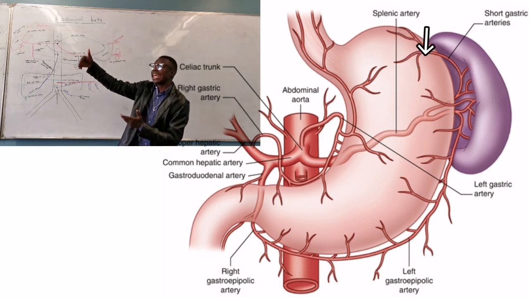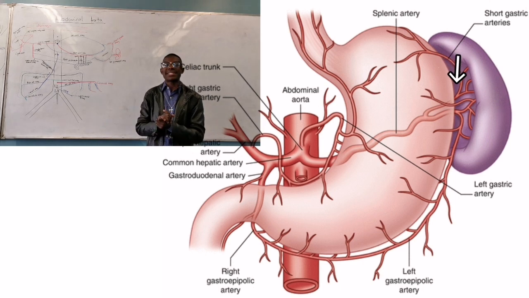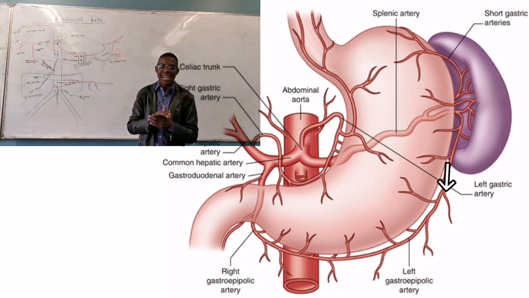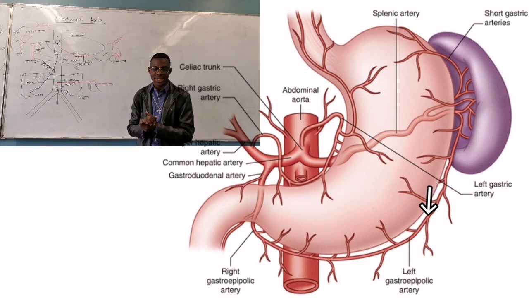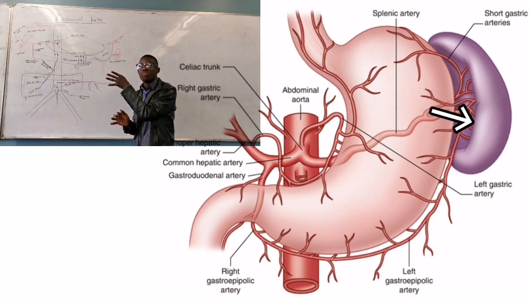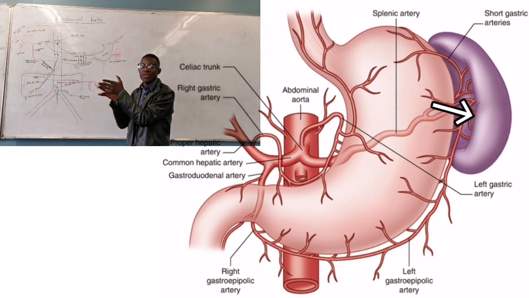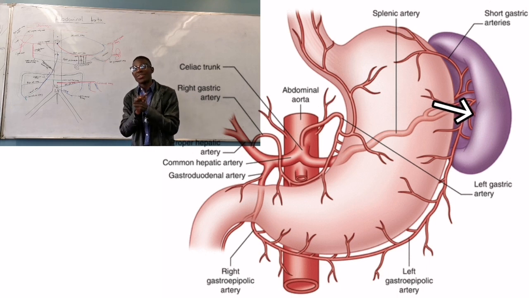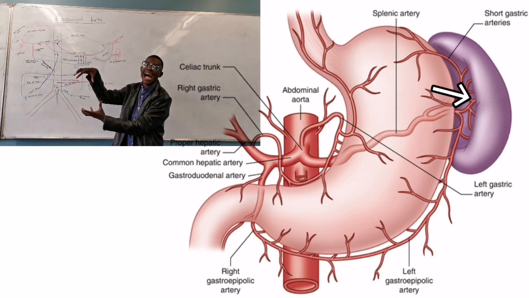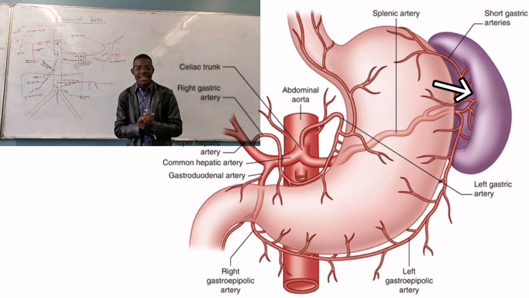And then it's also going to terminate by giving us the left gastro-omental or left gastro-epiploic artery. Right. And then in the hilum of the spleen, it's going to give us 6 branches that are going to enter the hilum of the spleen. And you need to take note of this. These are end arteries, functional branches. They do not anastomose inside the spleen.